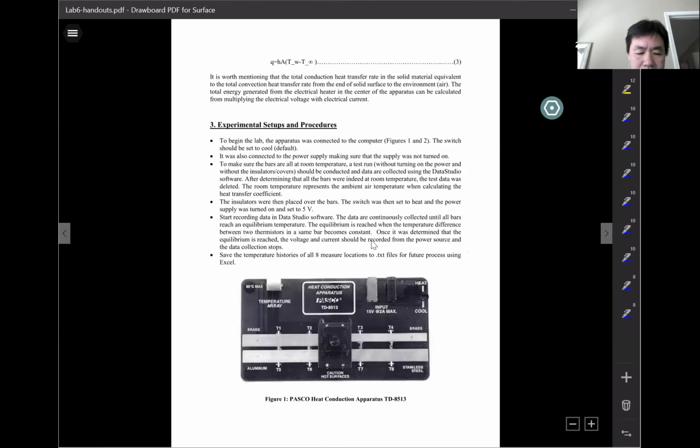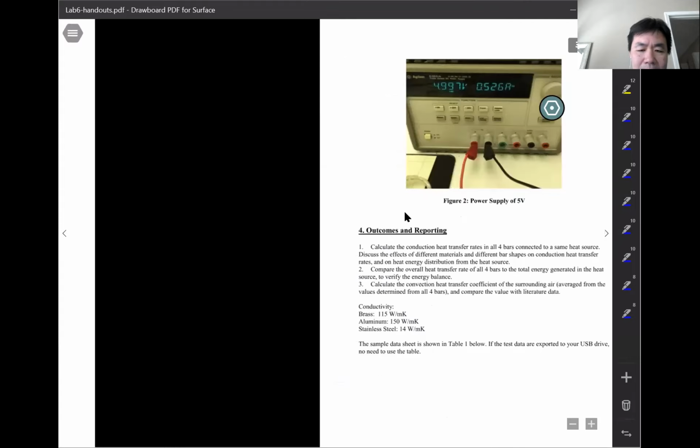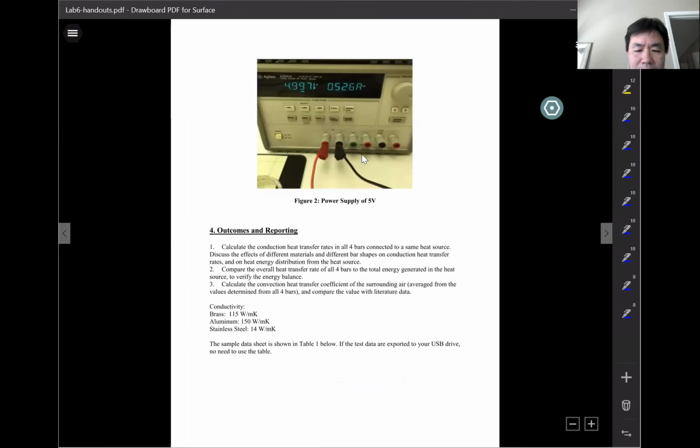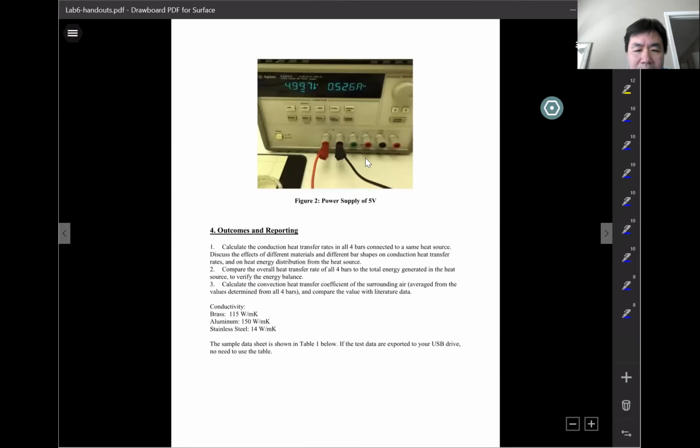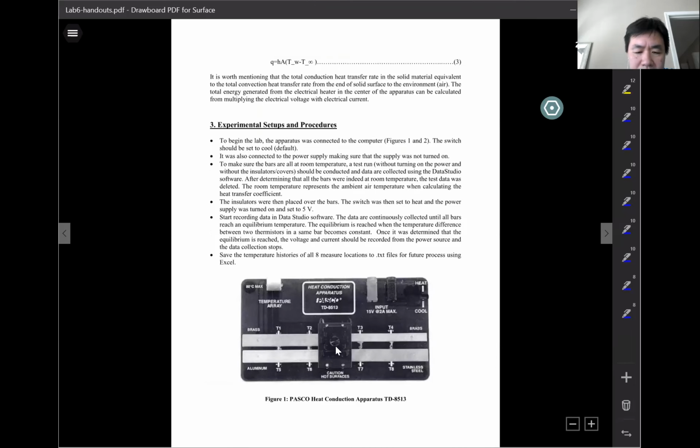This is the Pascal heat conduction apparatus, and it is connected to the power supply. There's an electrical heater in the center, connected to the power supply here. We use 5 volts. So we'll heat it in the center, and the heat will be transferred to the 4 metal bars here.